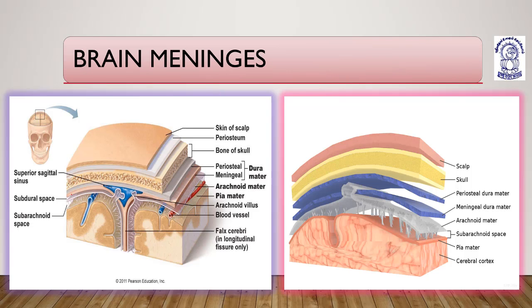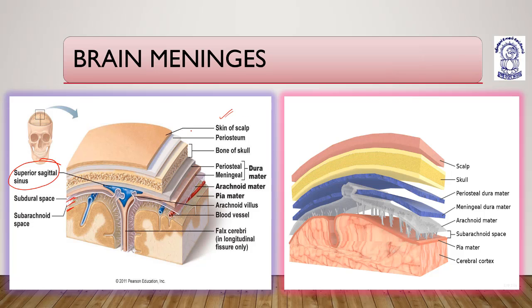These are brain meninges. You can see the superior sagittal sinus. It is very important, superior sagittal sinus here. This is the subdural space just beneath the dura mater. This is the arachnoid, the white one, and this is the subarachnoid space, and this is the pia mater. This is the dura mater.